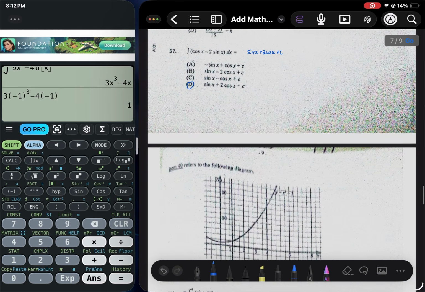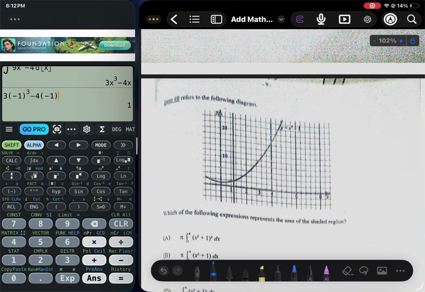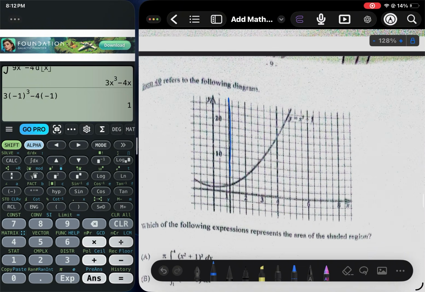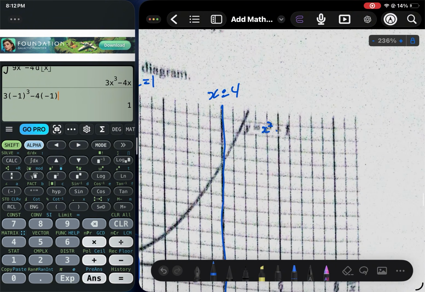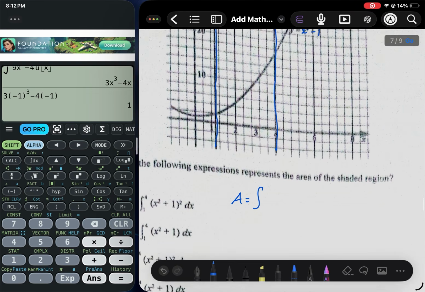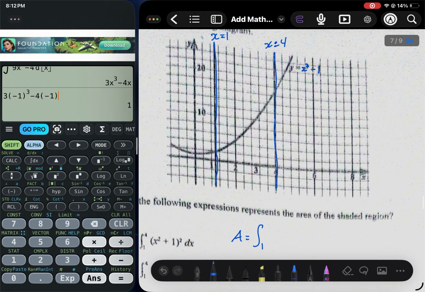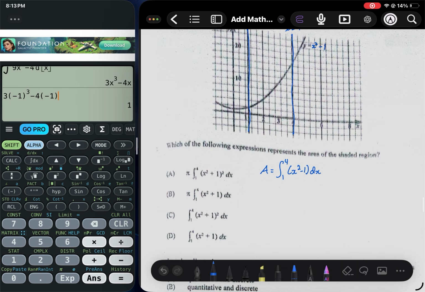Okay, number 40. Item 40 refers to the following diagram. Which of the following expressions represents the area of the shaded region? So right here, we know that x is equal to 1 and x is equal to 4, and this equation says x squared minus 1. You know that the area is equal to the integral with lower limit x equal 1 and upper limit x equal 4 of the equation of the line, which is x squared minus 1, with respect to x. So our answer would be D.